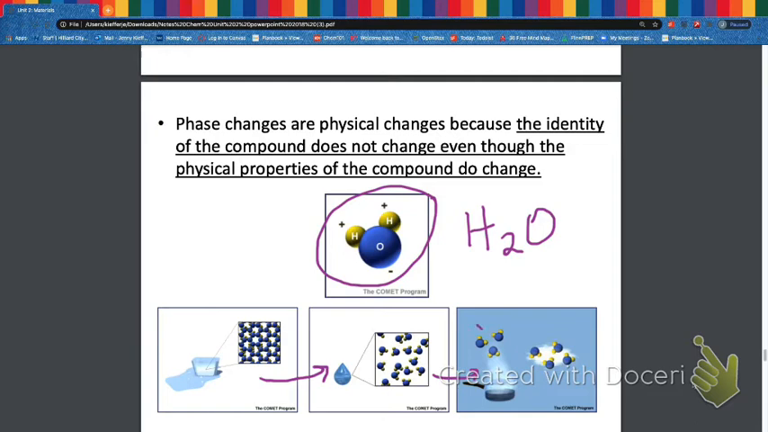And when we go this direction, go from a gas to a liquid and a liquid to a solid, same thing. Okay, our particles are just changing the distance that they are apart. So phase changes are always physical changes, all right?